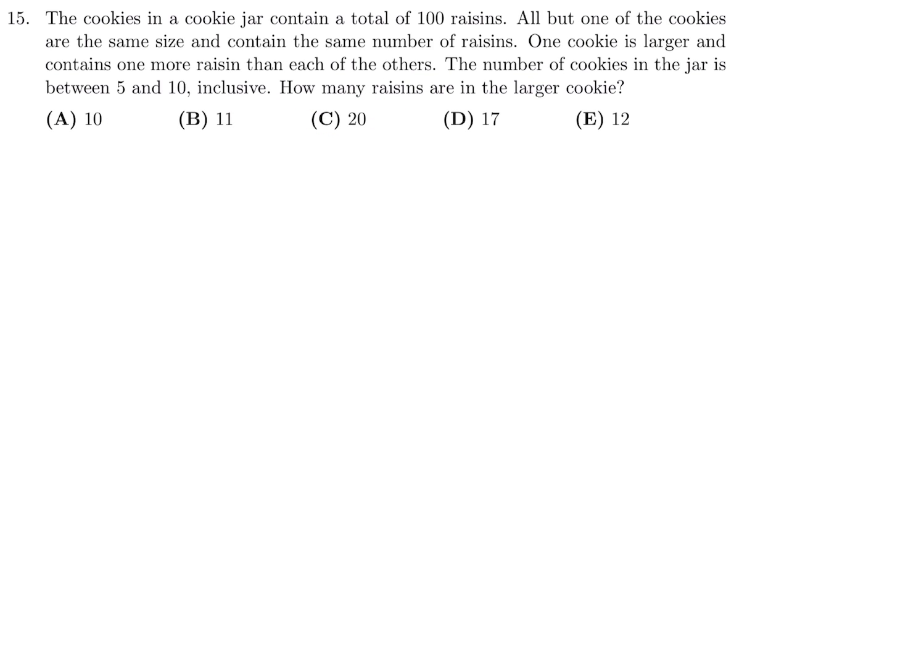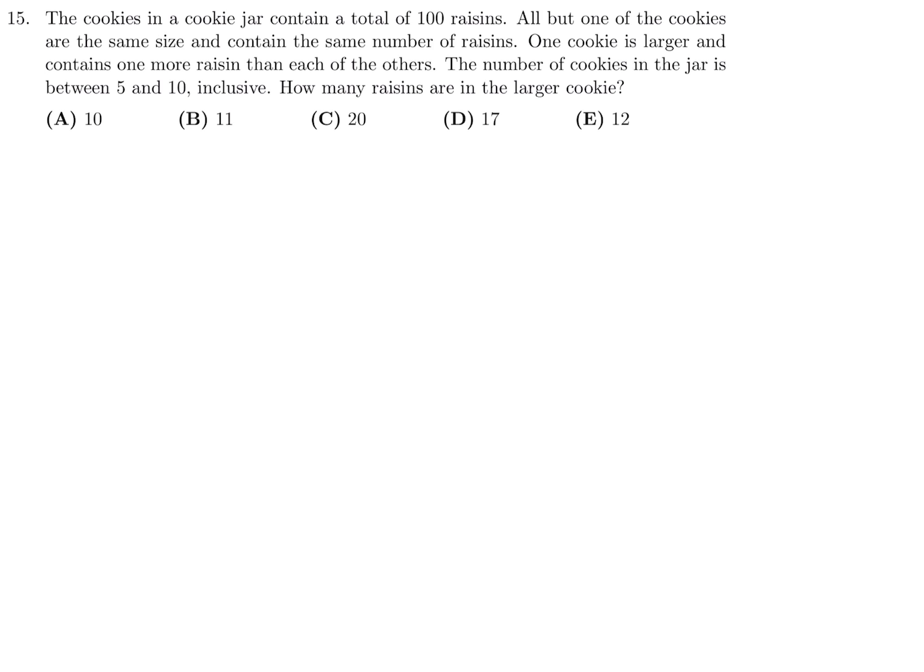The cookies in a cookie jar contain a total of 100 raisins. All but one of the cookies are the same size and contain the same number of raisins. One cookie is larger and contains one more raisin than each of the others. The number of cookies in the jar is between 5 and 10 inclusive. How many raisins are in the larger cookie?